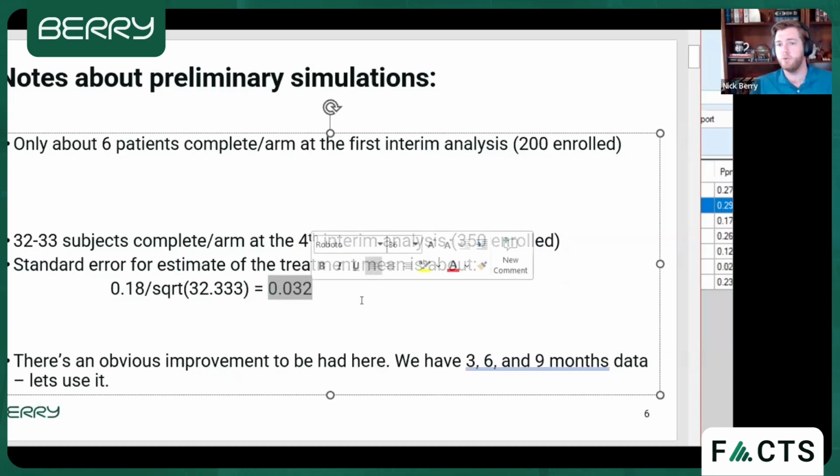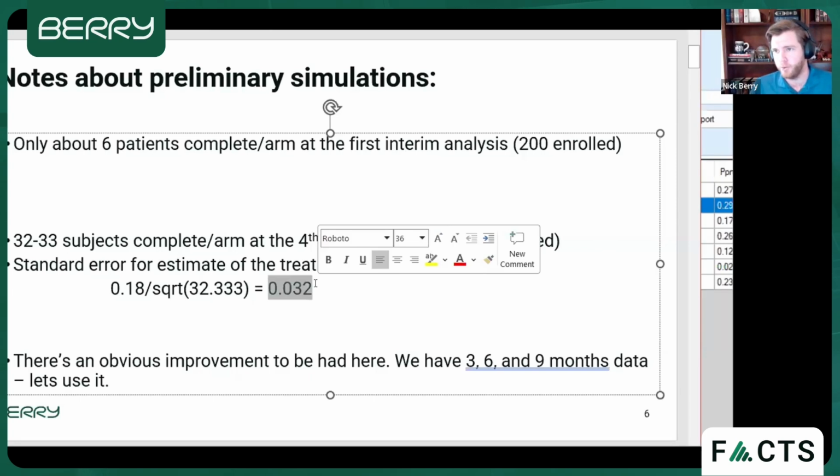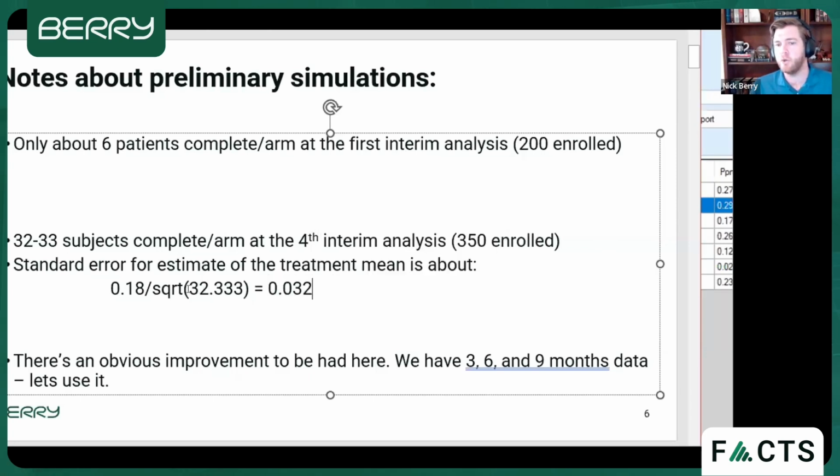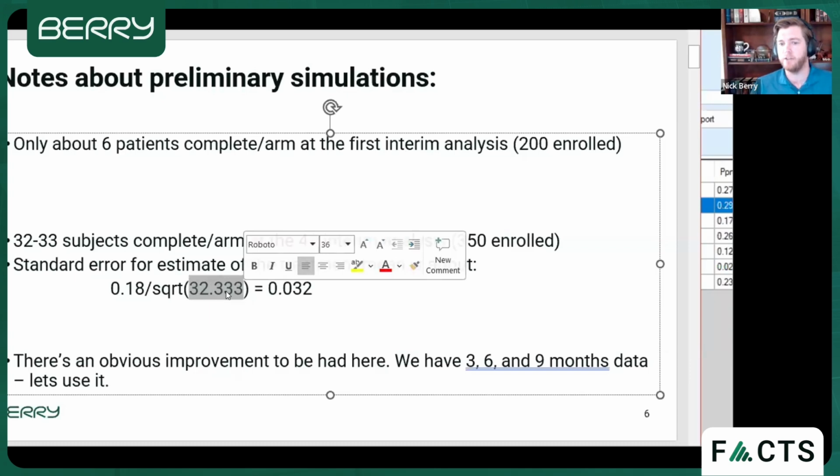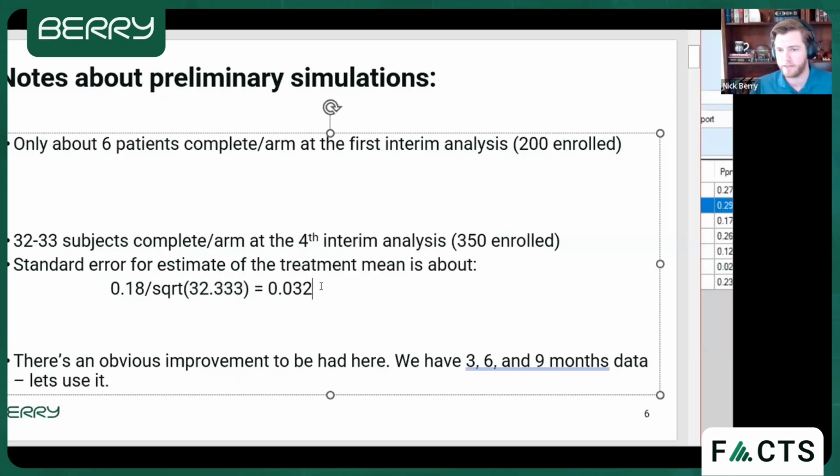You can translate this to the width of the credible interval around the mean response for an arm, if you want. So small credible intervals are good. That's efficiency. That's precision. We like having small credible intervals when they're doing the correct calculations and have good coverage. Okay, so 0.032. That's using just the final data at the fourth interim analysis.